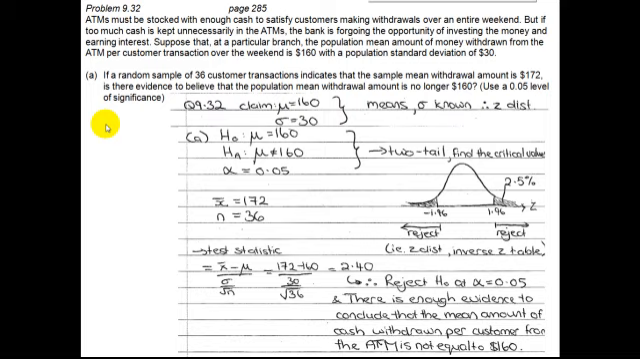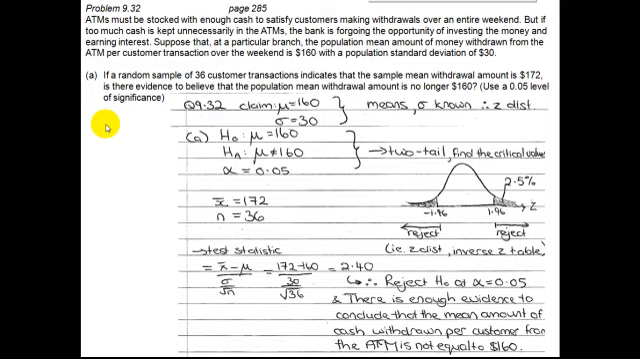So I'll start setting everything up. The null is that mu is equal to 160. The null hypothesis, our status quo, is that the population mean is equal to 160. In the alternative, it's that mu, our population mean, is not 160. So it's equals, not equals, because direction is not relevant. We just want to see if it's no longer $160. Alpha is 5%.